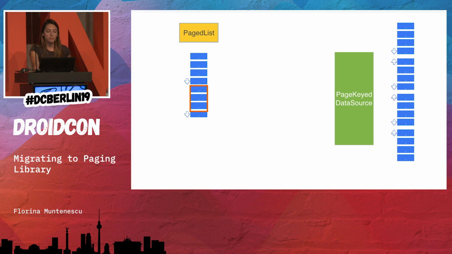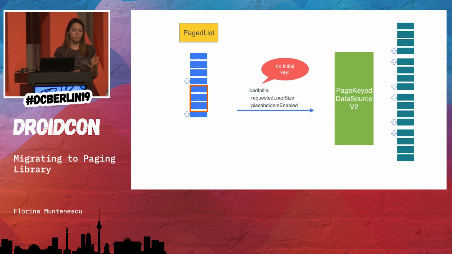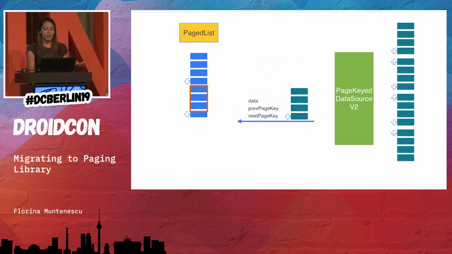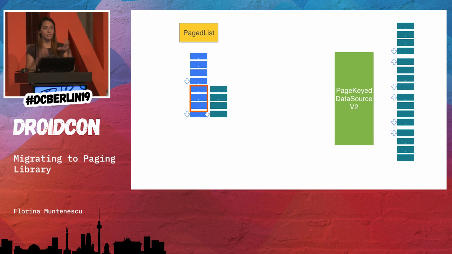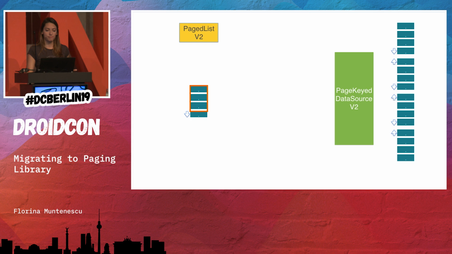OK, but what if the data is invalidated? This is actually something that will happen if you do things like pull to refresh. In this case, again, load initial is called, but we have no initial key. But actually, there's no problem in this, because if this happens when you have a pull to refresh, then it's OK not to have that initial key. Then we're getting the items with the data and the links to the previous and next pages, and we display it. And that's all.